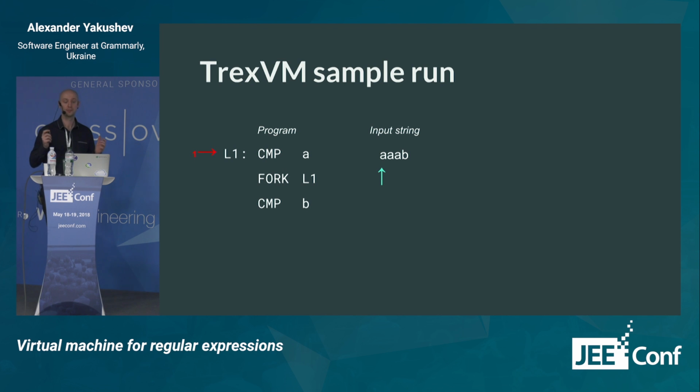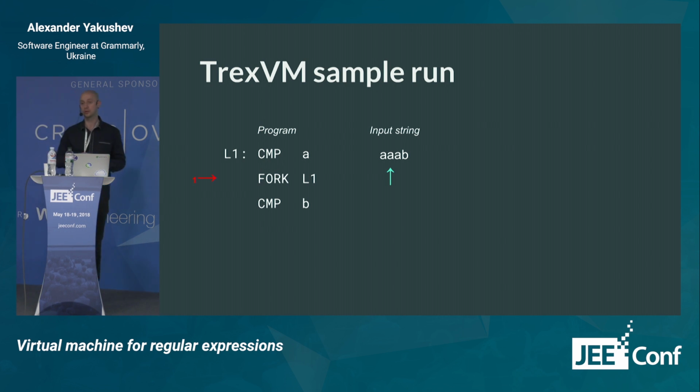This is a sample run of this T-Rex virtual machine. We have the program on the left, just 3 instructions here, and this is our input string, the string that we want to match. And we have 1 thread. It points at the first instruction. The instruction says compare A. So we check whether the current pointer in the input sequence points at A, and it does. So the thread propagates to the next instruction. We see that the input pointer shifted and the instruction pointer shifted as well.